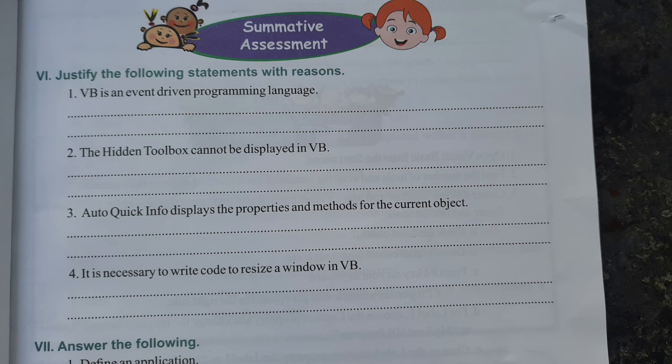You can read about event driven programming on page number 6, where the answer is available. All the processes are associated with events. An event is something that happens, for example the user clicks on a button. See page number 6 at the end of the page. You can see the answer for the reason for this question. Next, the hidden toolbox cannot be displayed in VB. You can justify all these questions with the textbook, where all the reasons are available. Just go through the textbook and you can find the answers very easily. Any doubts, ask me.